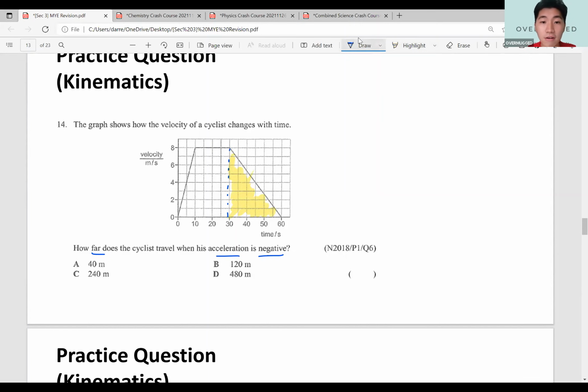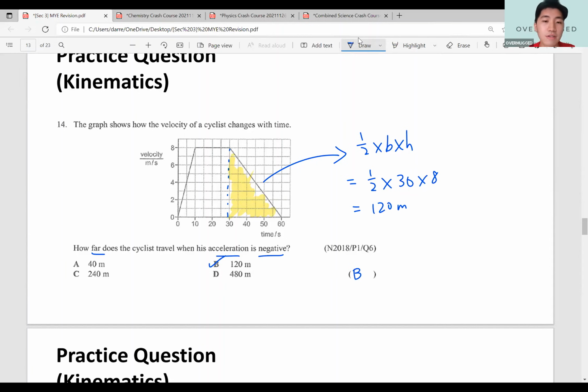So how do we find the area here? You simply take half base times height, right? Area of a triangle. So what's your base? Base is from 30 to 60. So a total of 30 seconds. The height here is 8. So what's my answer? That's it. All right, 120 meters.